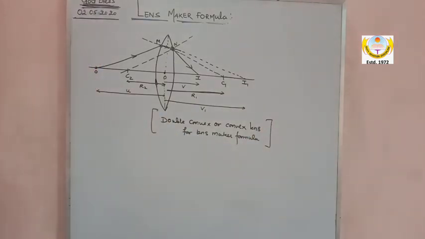So I hope you all clear with this diagram. Let's go to the next topic, my dear. Similarly, I can show you the lens maker formula by the concave lens also. If you wish, you can draw the lens maker formula by the concave lens also. I will show you that also.